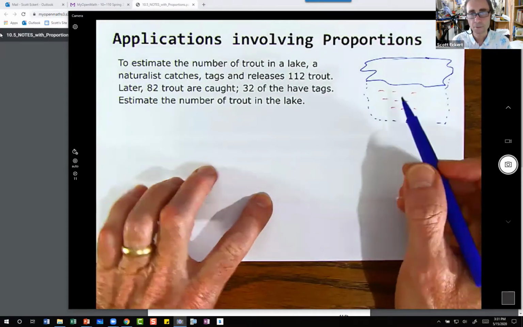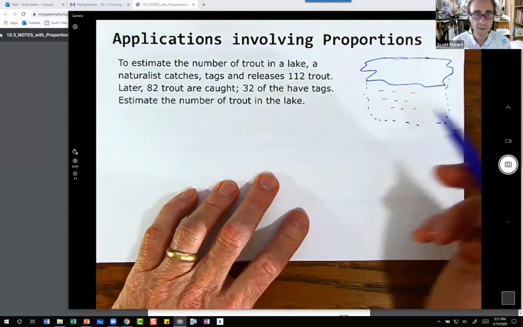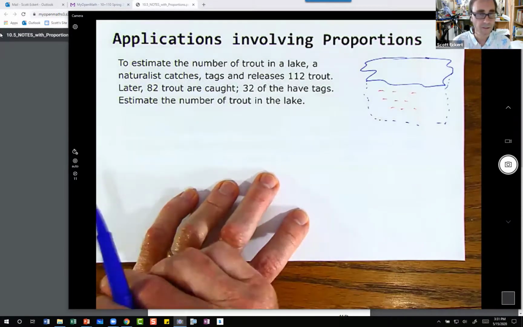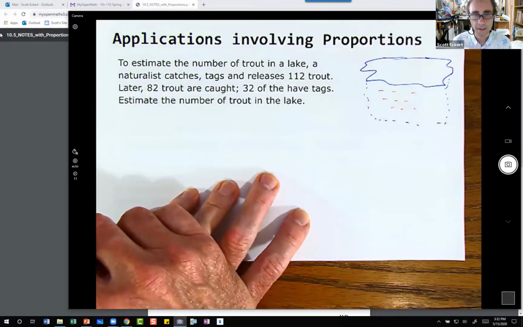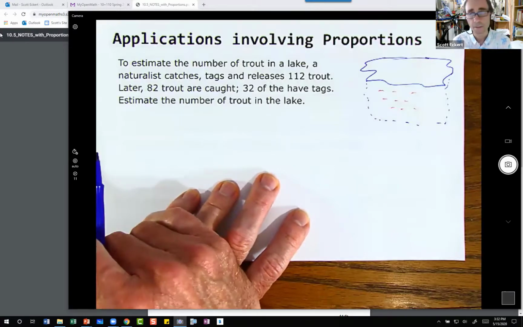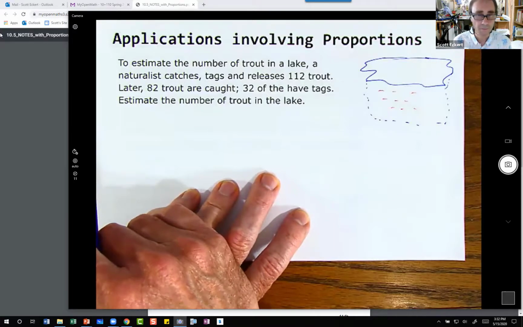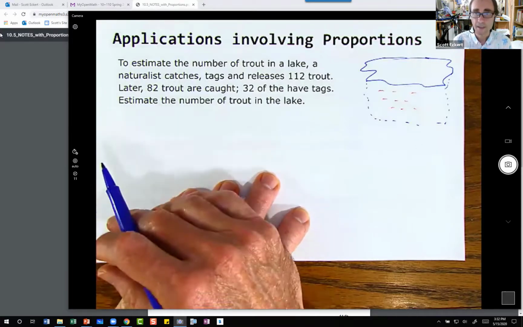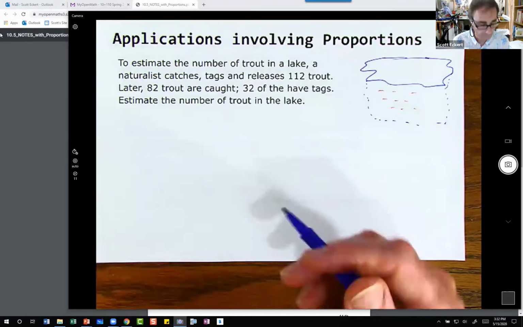Maybe they're doing an eco study. Maybe something happened to the lake. Maybe it's got polluted and they want to see if it's affecting the trout. Or maybe it's a national park and they want to make sure there's enough trout for fishermen. Or maybe it's a trout farm and they're selling the trout for food. And so they need to keep track of their trout population. How can they do that?